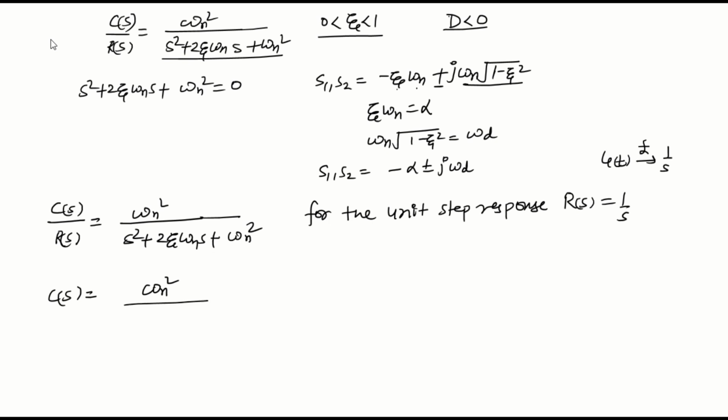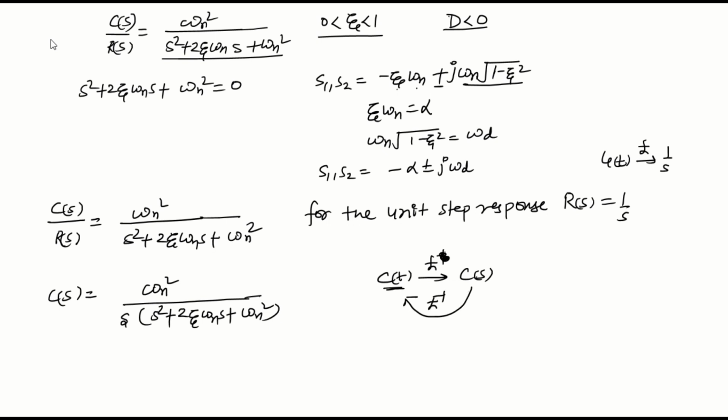I'm cross multiplying these R(s) with this equation, so this will be s square plus 2 zeta omega n s plus omega n square. Now, to calculate the time response of the second order system, which is c(t), it can be determined by taking the inverse Laplace of C(s). The Laplace transform of c(t) is C(s), so in order to get c(t) from C(s), we have to take the inverse Laplace of this equation to calculate the time response of the second order system for the underdamping case.